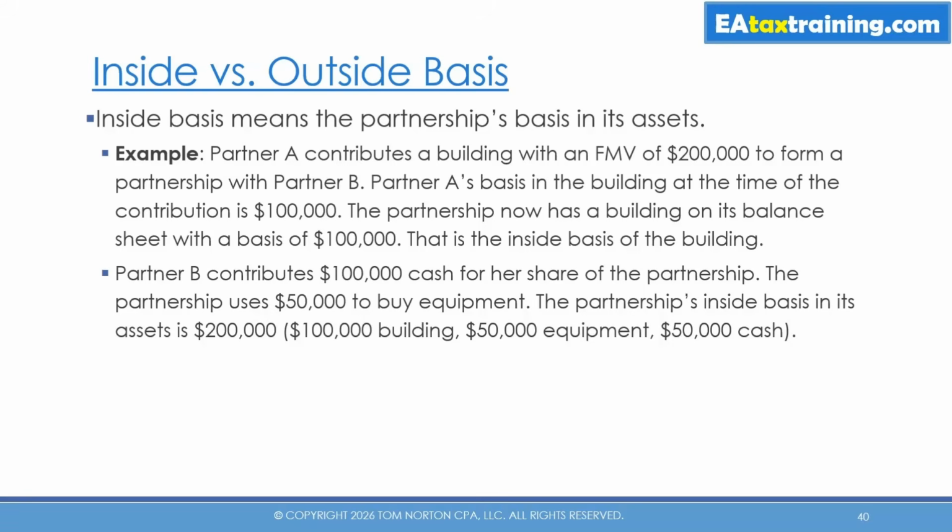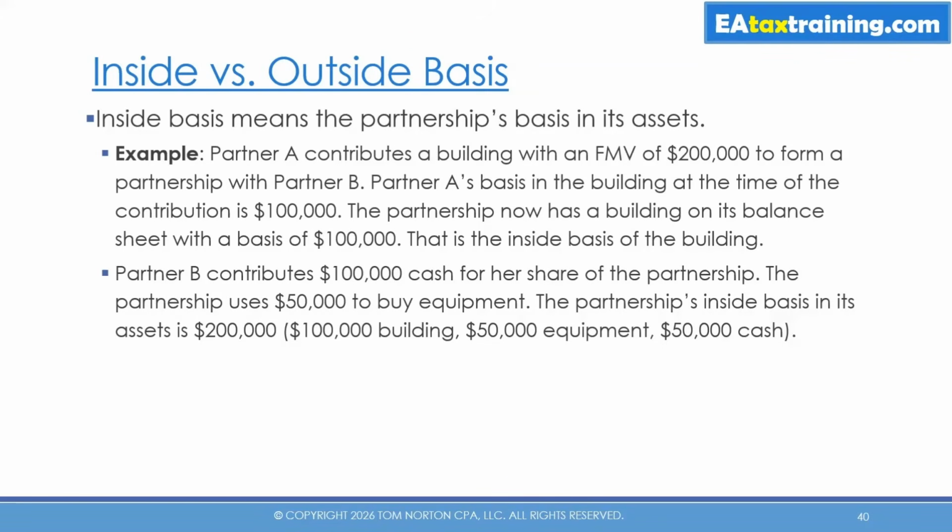Let's look at an example of basis here. Partner A contributes a building with a fair market value of $200,000 to form a partnership with Partner B. But Partner A's basis in that building at the time of the contribution is $100,000. We'll talk about contributions later, but the way it works is the basis of the asset just carries over from the partner to the partnership. When A contributes the building with a $100,000 basis, the partnership steps into the shoes of A. The partnership now has a building with a basis of $100,000. That is the inside basis of the building.